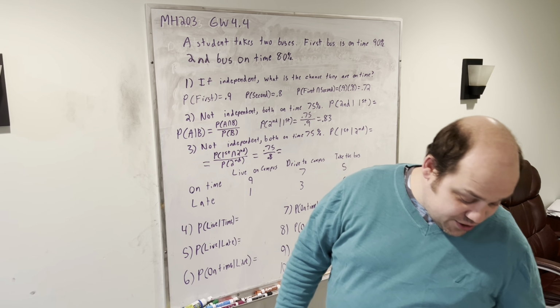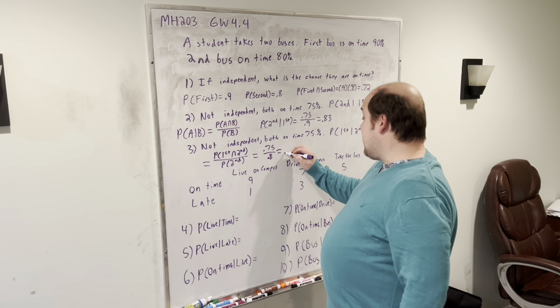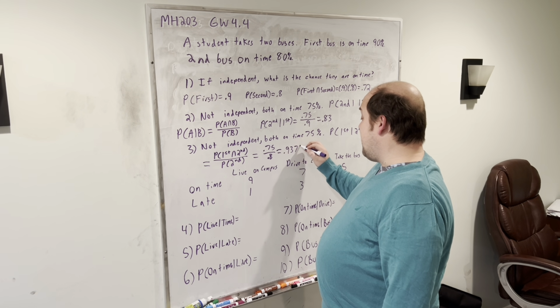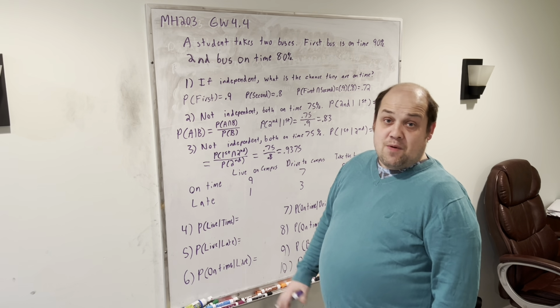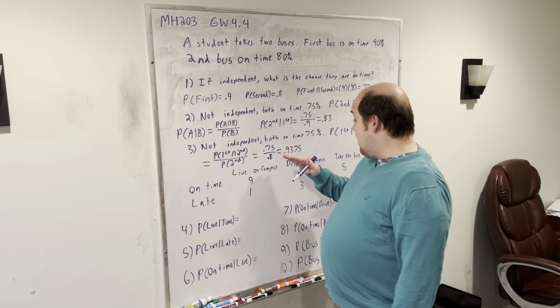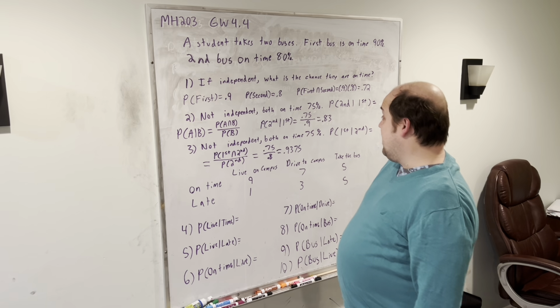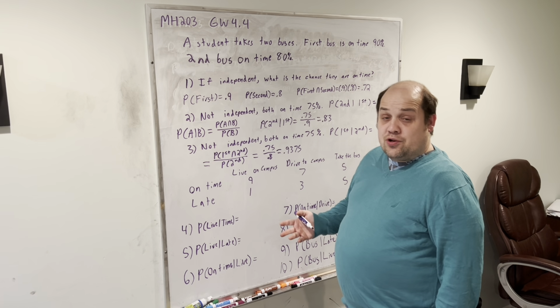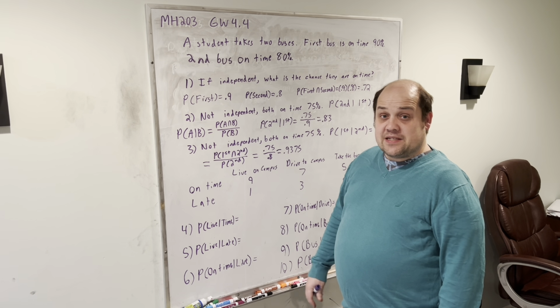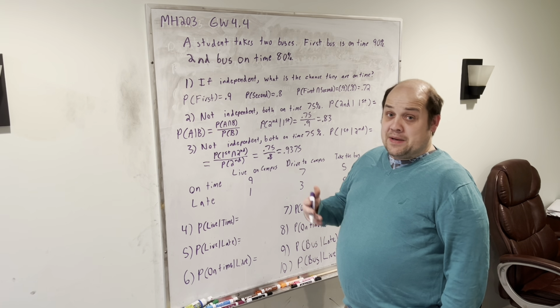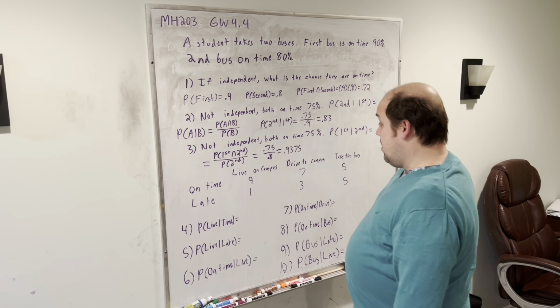So now if we take that 0.75 in the numerator, divide by 0.8 in the denominator, we get to the conditional probability, which I get is 0.9375. Absolutely fine if you rounded this up to 0.94. I'm just showing the unrounded version here. In WebAssign, it'll usually tell me how many decimal places I want to round to. If it doesn't, it means it wants it unrounded.